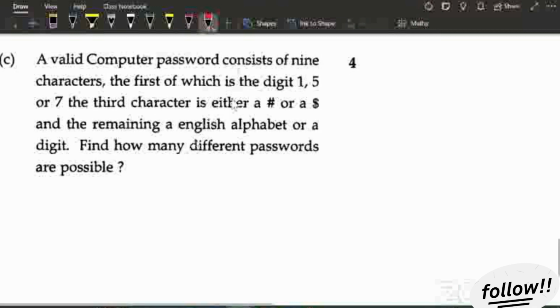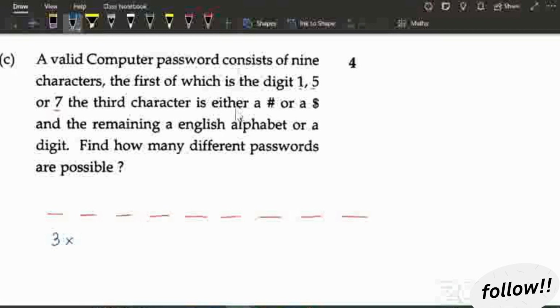Now, we have 9 characters, right? Let us first write 9 positions: 1, 2, 3, 4, 5, 6, 7, 8, 9. Now, how many choices do I have for the first digit? It is 1, 5, or 7, which means the number of options I have is 3. You need to write that as a statement: the number of options available for the first position is 3.